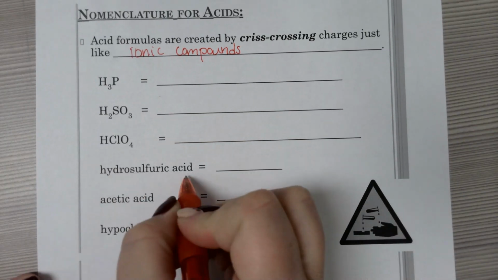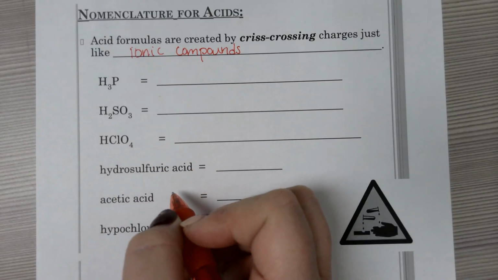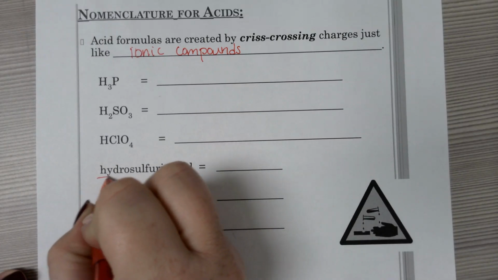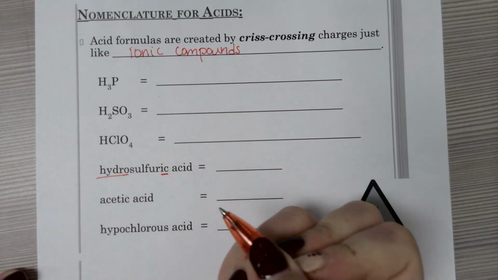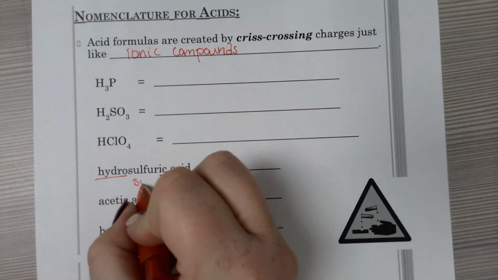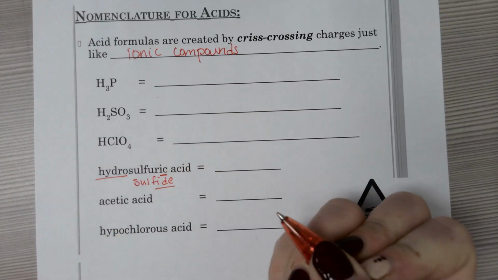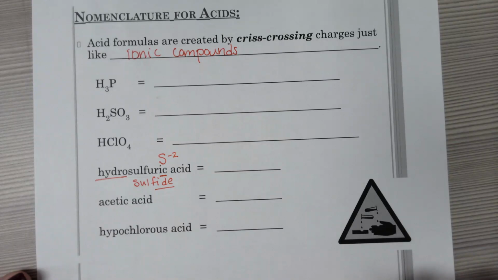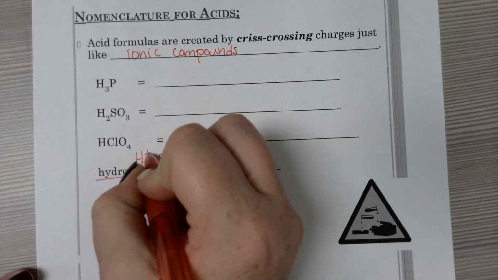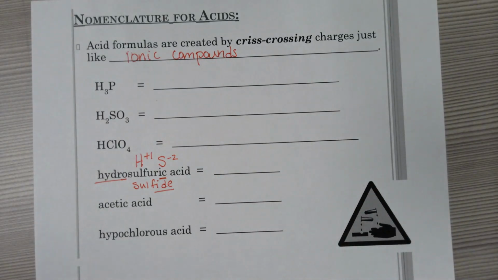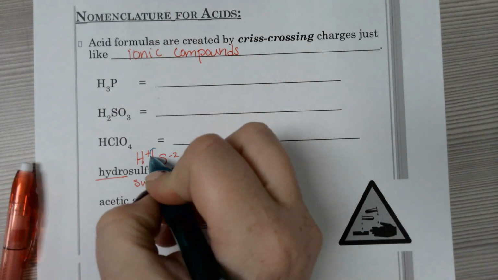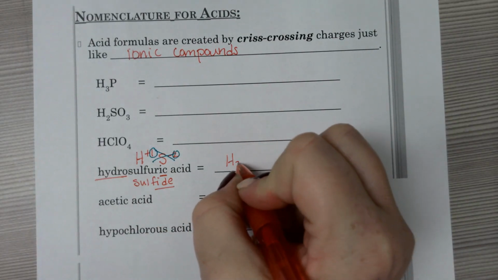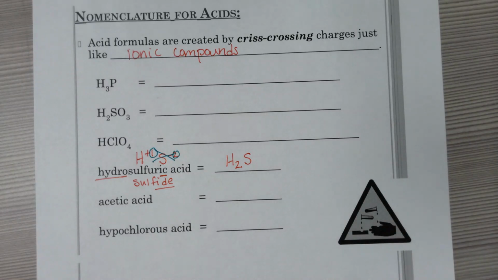When I'm looking at this name for this acid, I'm looking for, does it have hydro out in front? And then is it IC or OUS? If it has hydro, it should have IC on the end. That means this is made up with sulfide, that IDE ending. Sulfide is -2, just sulfur -2. Again, because this is an acid, it's going to bond with hydrogen. And then just like with an ionic compound, we're going to crisscross. So we're going to have H2S. So that is hydrosulfuric acid.